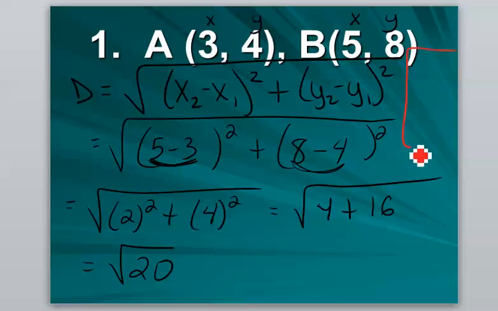So I'm going to go off to the right, and I'm going to break apart. I'm going to do a factor tree with 20. I know in red that 20 is 5 times 4. 4 is 2 times 2. And again, I broke apart the 4, so it's gone. We have a pair of 2's, so the 2 goes outside. Our lonely 5 stays underneath. So our final answer for the distance between 3, 4 and 5, 8 is 2 rad 5.